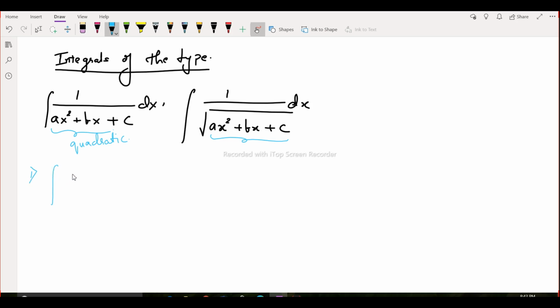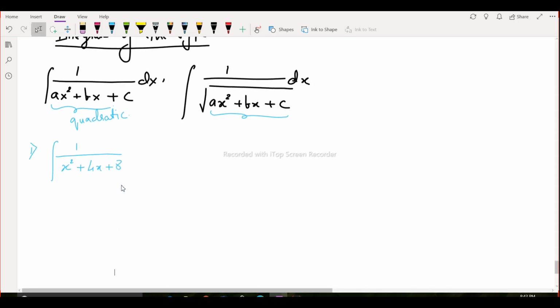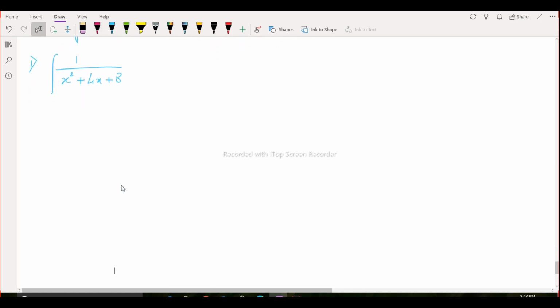So let's say the first question is integral of 1 upon x square plus 4x plus 8. In this case, we are not focusing on factorizing the quadratic equation. You might be able to factorize it, and there is one more method also to solve these types of problems, but that we'll use in future lectures where we'll solve integrals using partial fractions. So that is later on. But right now, let's see the other method.